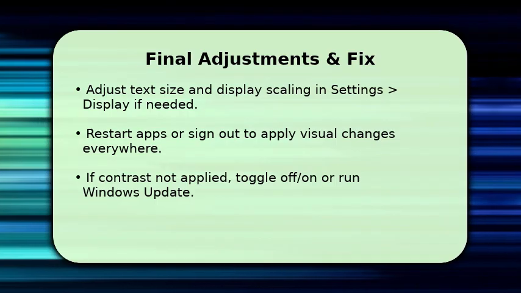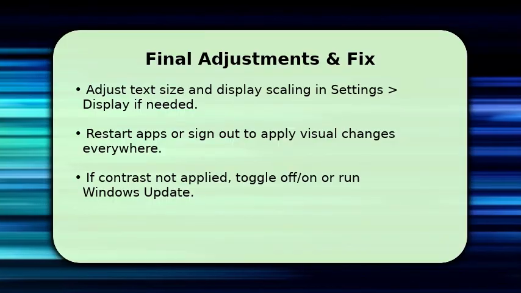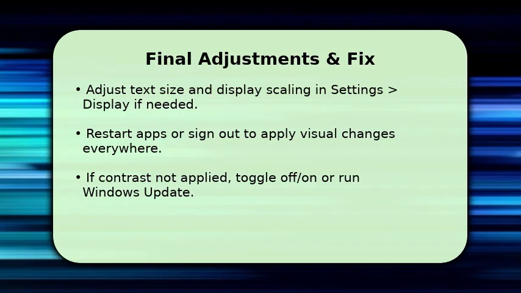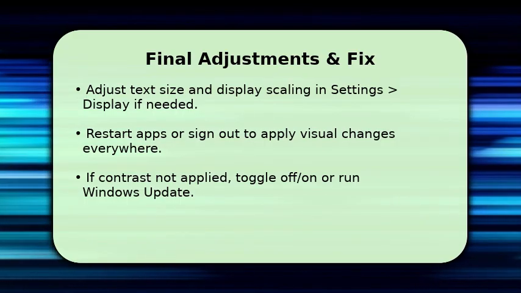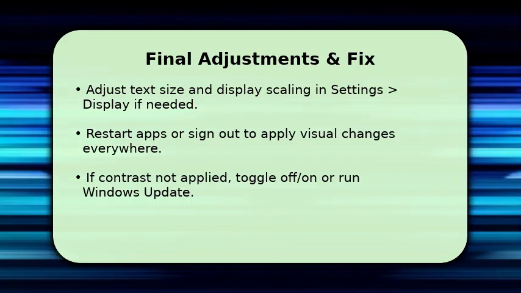Sign out or restart apps to propagate changes across programs. Some applications require a restart to adopt the theme. If you find contrast didn't apply, toggle high contrast off and on again, or check Windows Update for pending patches that block accessibility features. Keep one troubleshooting tip: if colors look wrong, switch to another preset, then recustomize to reset theme values.